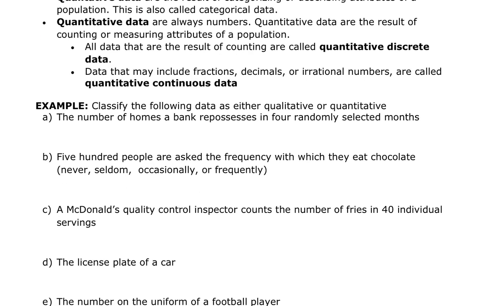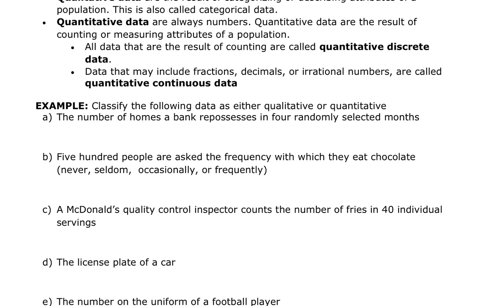The number of homes a bank repossesses in 4 randomly selected months. So that's something we're going to count. This is quantitative and it is discrete. We are not going to repossess 0.2 of a house. You're either going to repossess the entire house or no house.